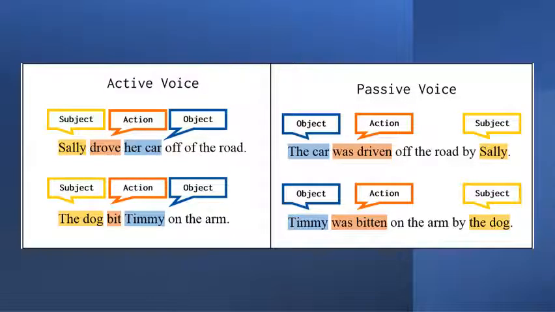Now look at the two slides. In the first one, Sally drove her car off the road. Sally is the subject, drove is the action, car is the object. Now when you turn that into passive voice, the car was driven off the road by Sally.